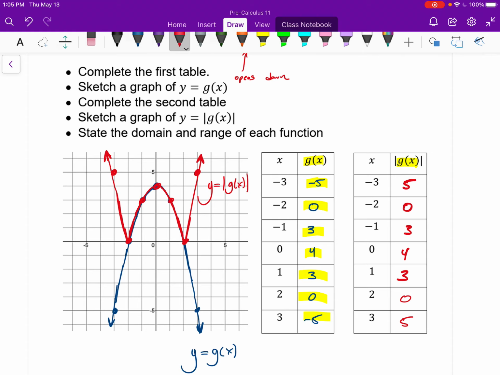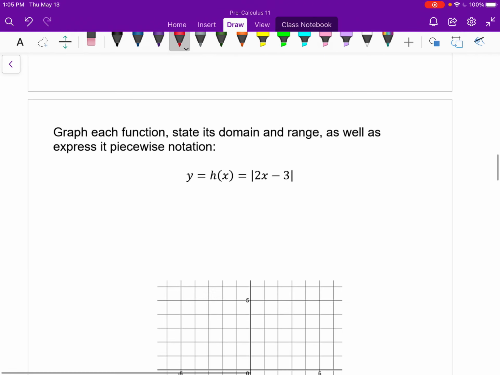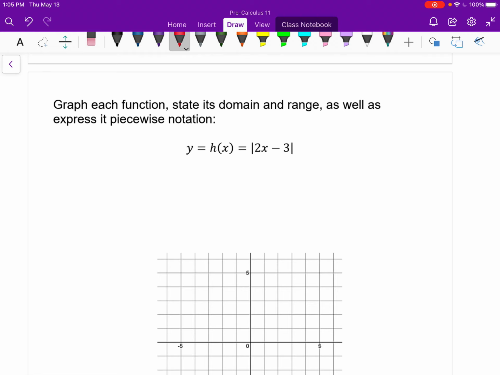And so keep in mind, in the end, I didn't really need that table. Once I could visualize g of x, I could figure out which parts were not going to change and which parts would reflect. And so let's try skipping the table part and just getting straight to this. Let's try sketching the graph of the absolute value of 2x minus 3.